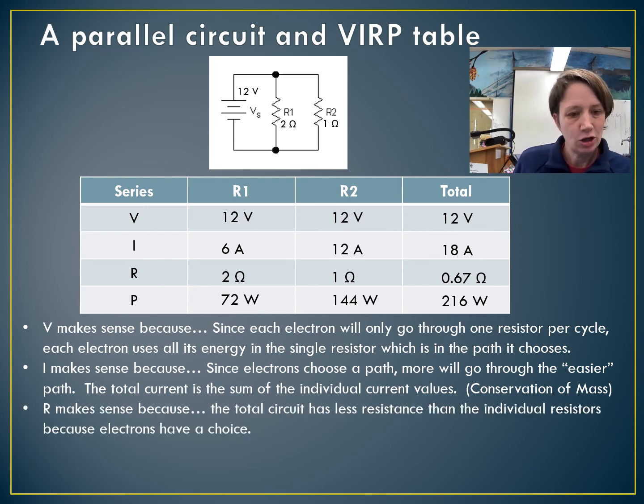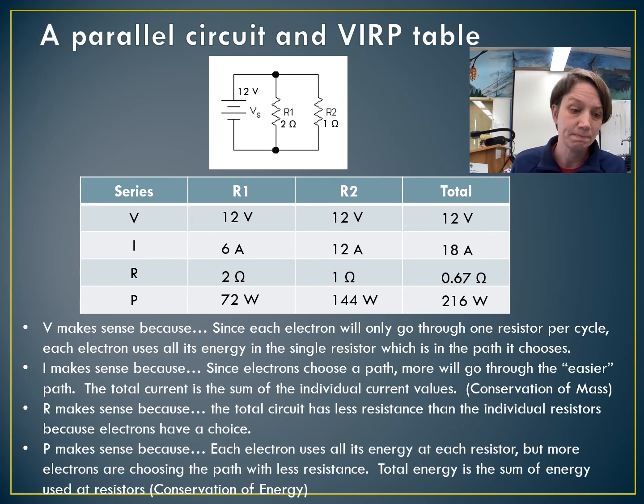The resistance value makes sense as well, even though we don't really have a way to calculate it directly without an equation that I'm not going to give you guys. But you see that the total resistance is in fact less than even the smallest resistor in the circuit. So when you have a parallel circuit, be on the lookout for total resistance being a very small value, because electrons have a choice of paths.